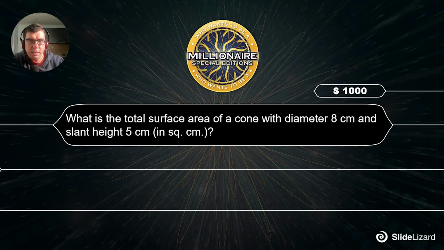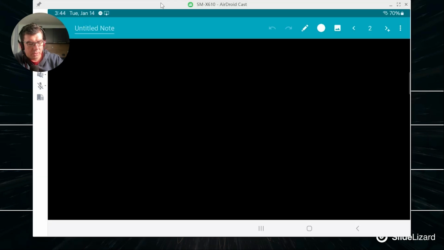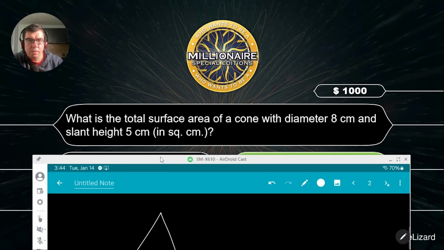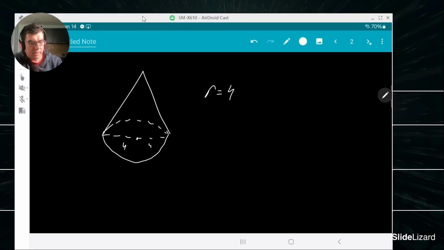What is the total surface area of a cone with diameter 8 and slant height 5? Did you find 36 pi? This is a cone. The diameter is 8, so the radius is 4. And the slant height is 5. So the total area is the lateral area plus the base area.